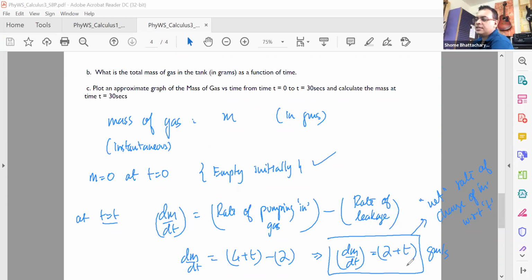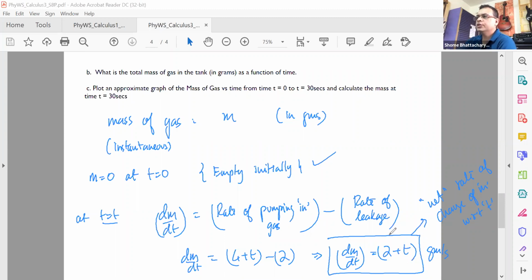So here, what kind of function of time is dm by dt? The maximum power of t is 1, no? So it's a linear function of time. So that means dm by dt is linear. That means m should be what kind of function? It should have one more power. So it should have a maximum power of t of 2. So that means it should be a quadratic function. Okay, so that's how we will start the second part.